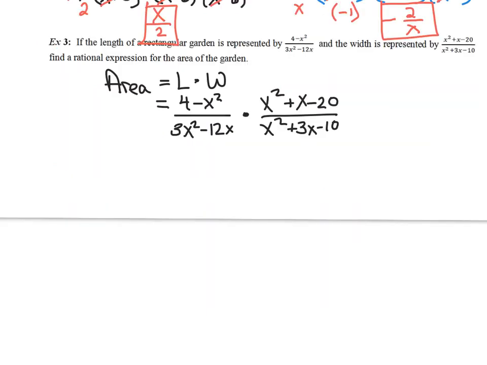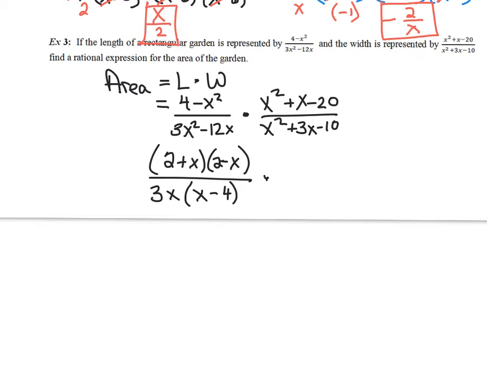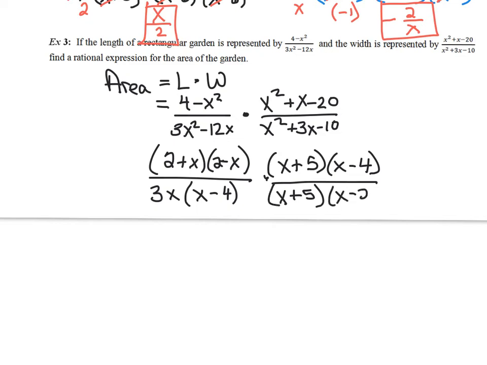Continuing on, I'm going to factor all polynomials, so 2 plus x times 2 minus x. Let's look at the denominator. 3x is a GCF, and that leaves me with x minus 4. X squared plus x minus 20 would be x plus 5 times x minus 4. And x squared plus 3x minus 10 should be x plus 5 times x minus 2. So we've got to remember all of our factoring techniques from the beginning of the year. Go ahead and do some cancellation.